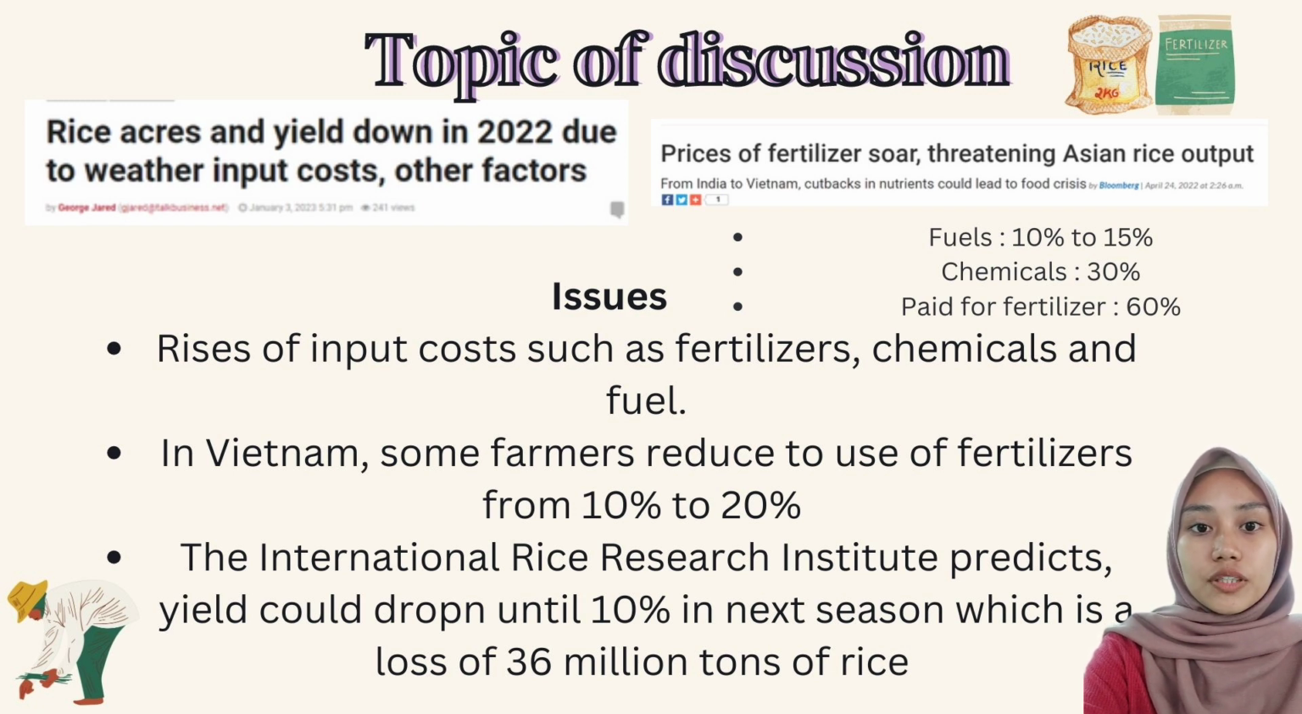In Vietnam, some farmers even reduced their use of fertilizers from 10% until 20% because the prices of fertilizers are increasing. And lastly, the International Rice Research Institute predicts that the yield of rice could drop by up to 10% in the next seasons, which is a loss of 36 million tons of rice. Also, it stated that fuel prices increased from 10% to 50%. Chemical prices increased by up to 30%, and prices for fertilizers rose by up to 60%.